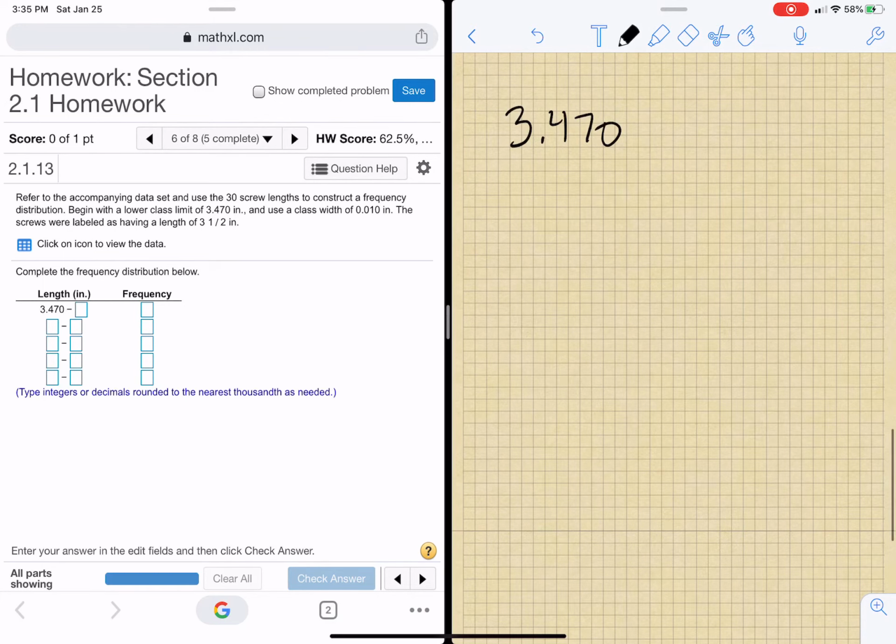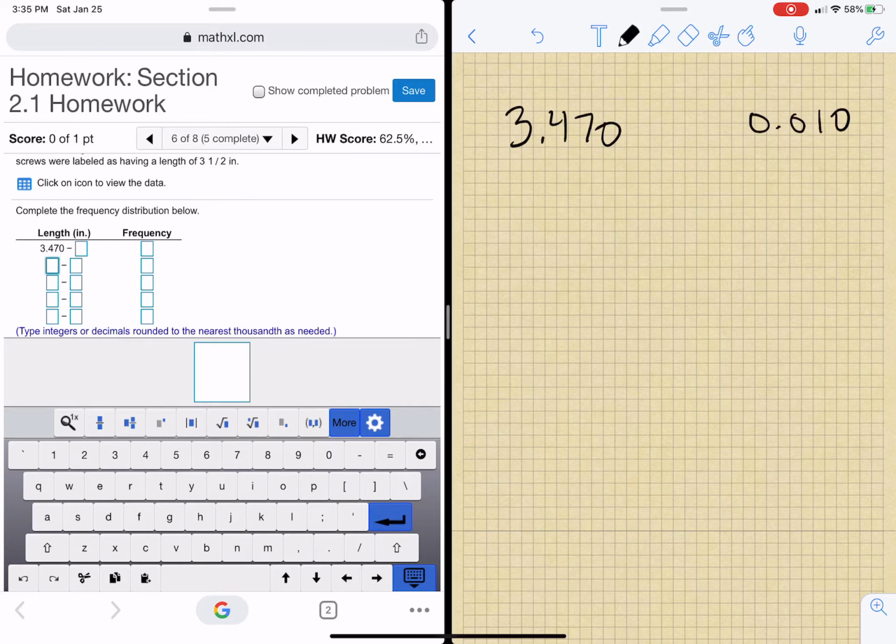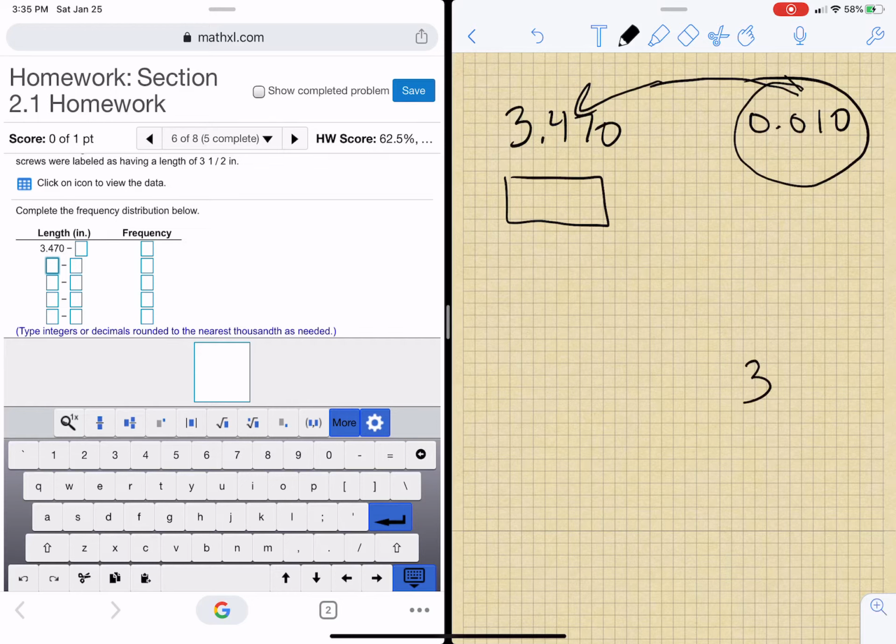Class width of this, 0.010. So what you have to understand is this next one up here, the one right below, right here, that's going to be this much more than that. Okay, so if you did the math, it would look something like this, and I could read this later. So 3.470 plus 0.010. So what we're going to do is try to develop a pattern real fast.